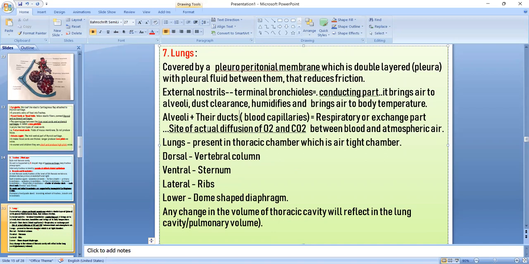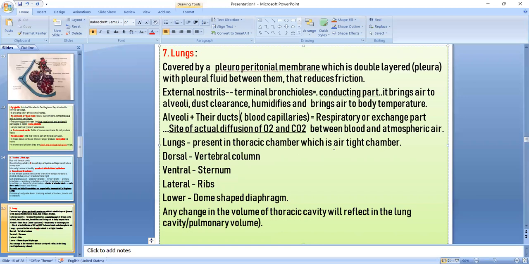Okay, we inhale atmospheric air into these alveoli. So there the blood receives the oxygen and the alveoli receive the CO2 from the blood. Okay, so again we will see the diagram.